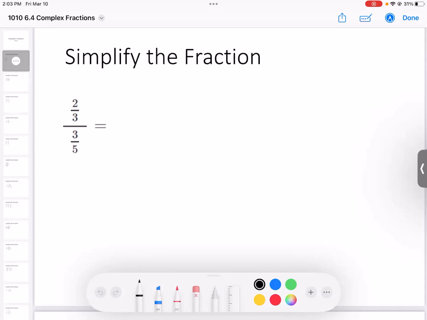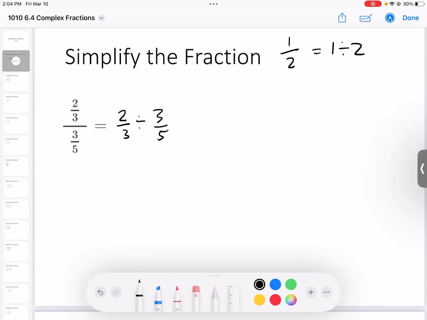In this example, we have one big fraction, and in this big fraction, you have two fractions in the top and the bottom. The way you can simplify this is by remembering that a fraction can represent division. For example, if we have the fraction 1/2, you can think about that as a fraction, but you can also think about it as 1 divided into 2 pieces. Either way works. In this case, it's going to be easier to think about it as this. So this is the same thing as 2/3 divided by 3/5.